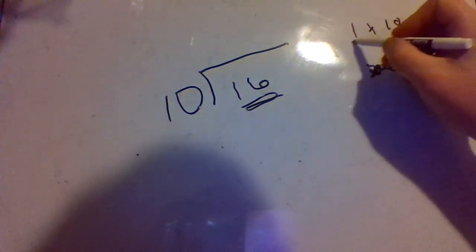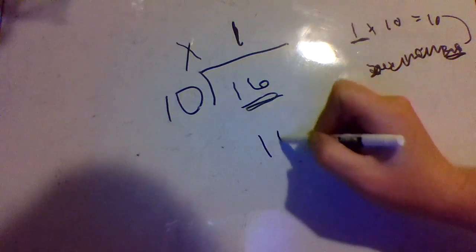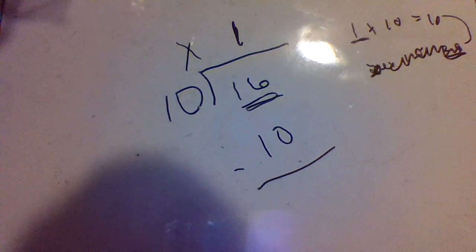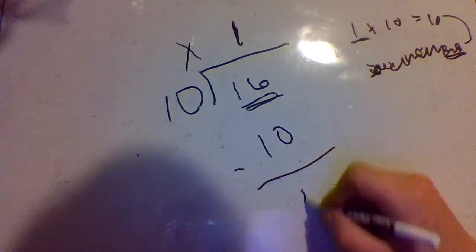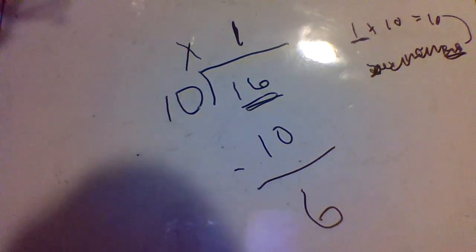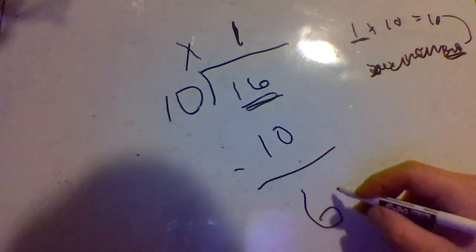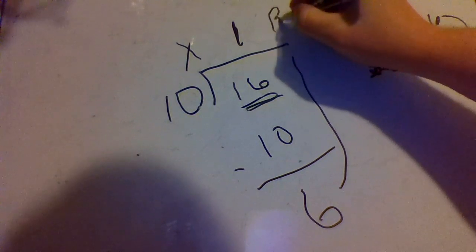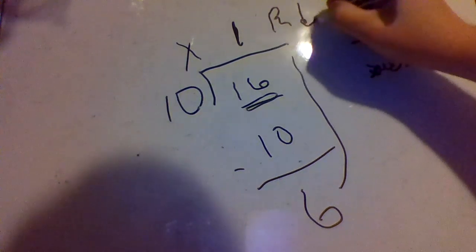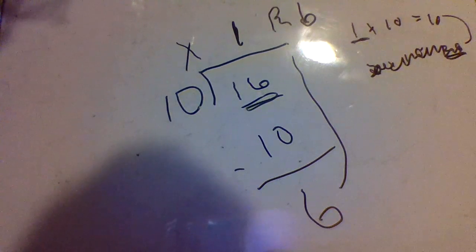And we have 1 times 10. So we put 1 up here. 1 times 10 is 10. And now we subtract. 16 minus 10 is 6. Now where does that 6 go? Right. The 6 goes right to the top as a remainder. Remainder 6. Alright.